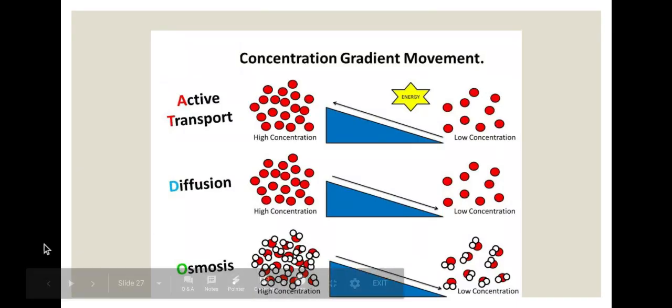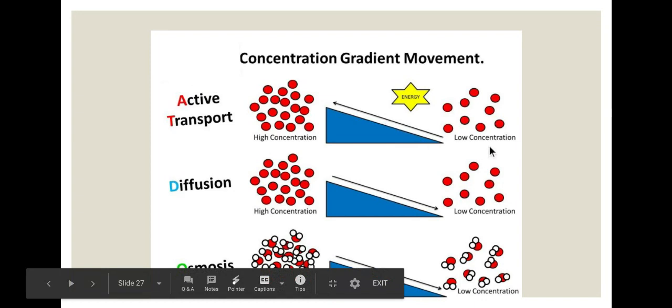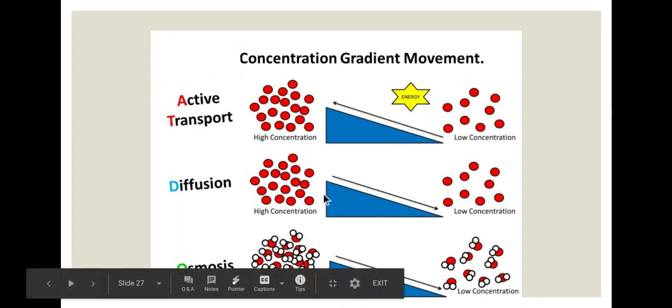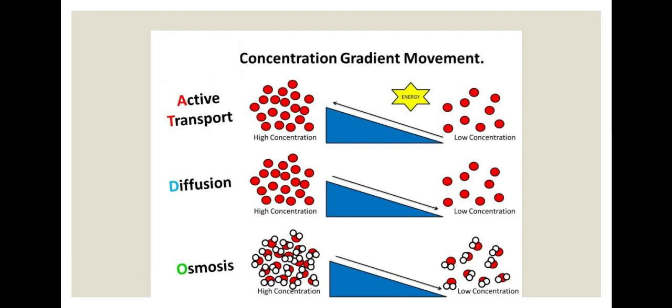So again, active transport, that is going to be going from this low concentration into the high concentration. Active transport requires ATP. You can think of AT in active transport as requiring ATP. If we've got diffusion, we're taking molecules from a high concentration, moving to a low concentration, doesn't need energy. We've got D in diffusion, D in doesn't need energy.